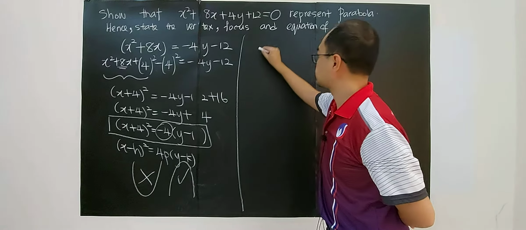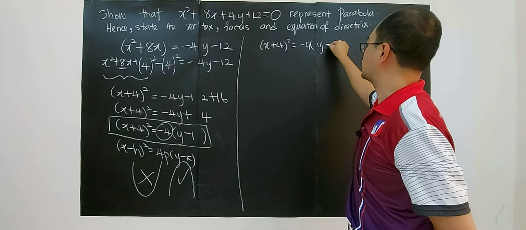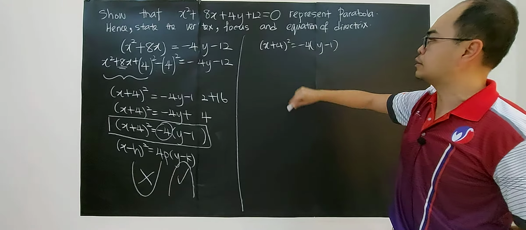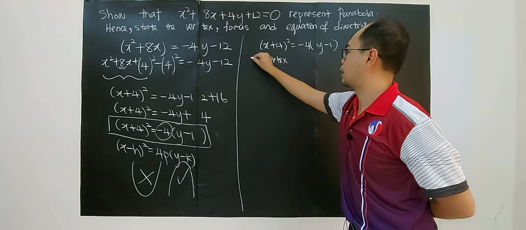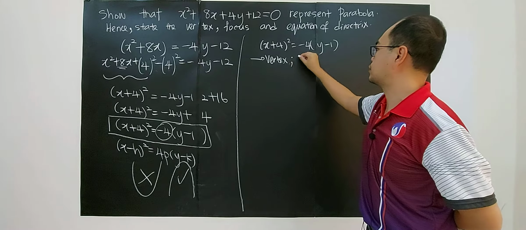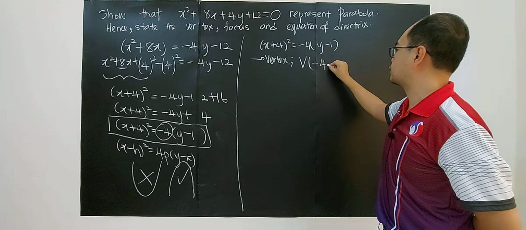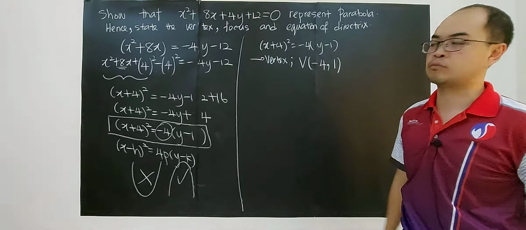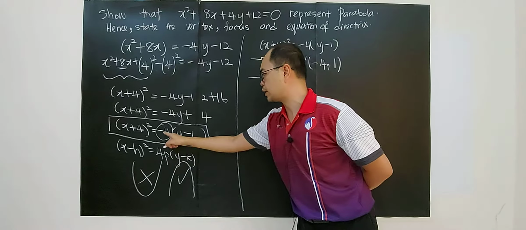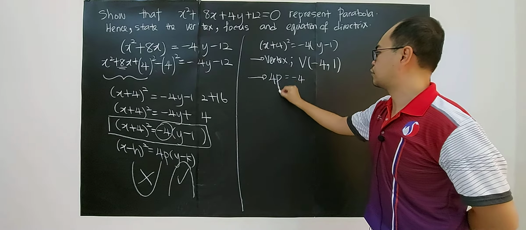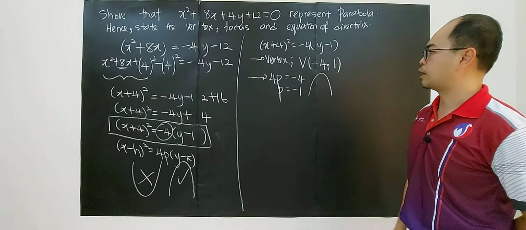From this equation, x plus 4 to the power of 2 equals negative 4 times y minus 1, which I already discussed, I discuss here again. To identify the vertex, the first thing is to identify the vertex of the parabola. Make sure this is an x, so positive 4 becomes negative 4, and negative 1 becomes positive 1, and this is your vertex, negative 4, 1. Secondly, what is your value of p? You compare 4p with negative 4, which gives you the value of negative 1. Once you get negative 1, you know that this opens downwards.